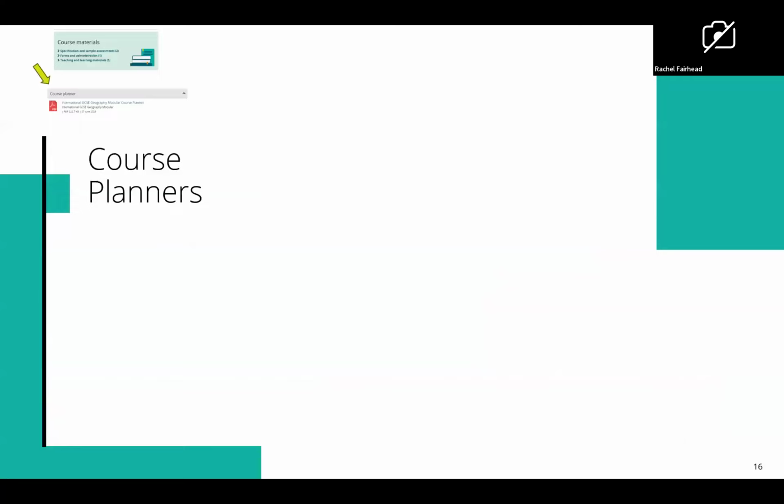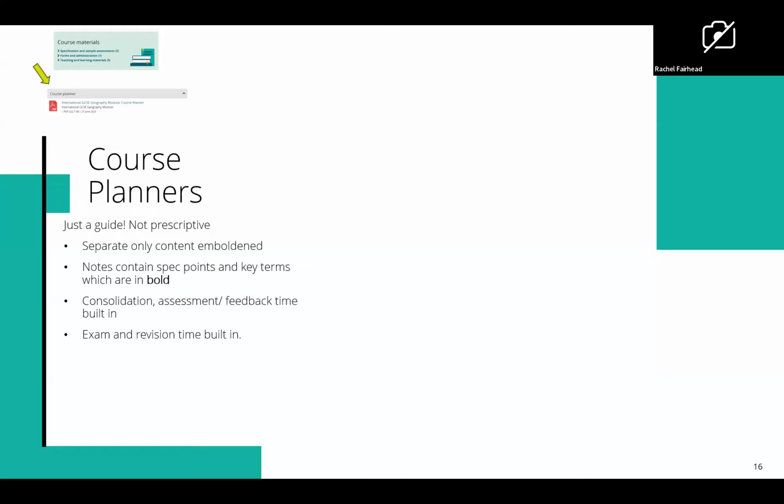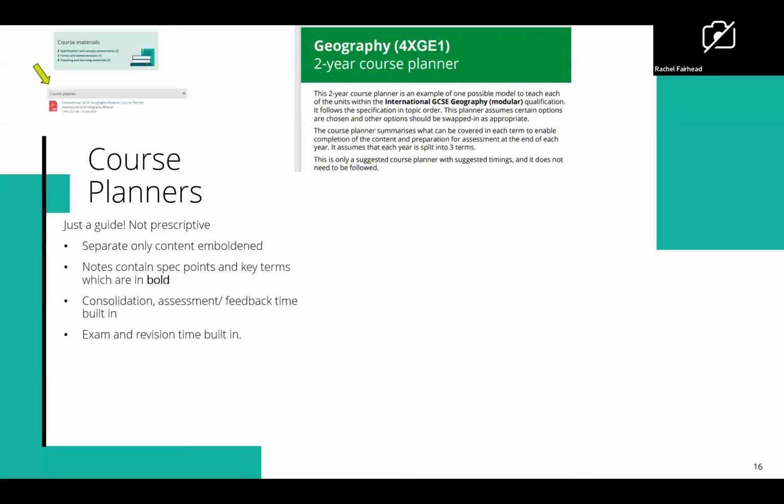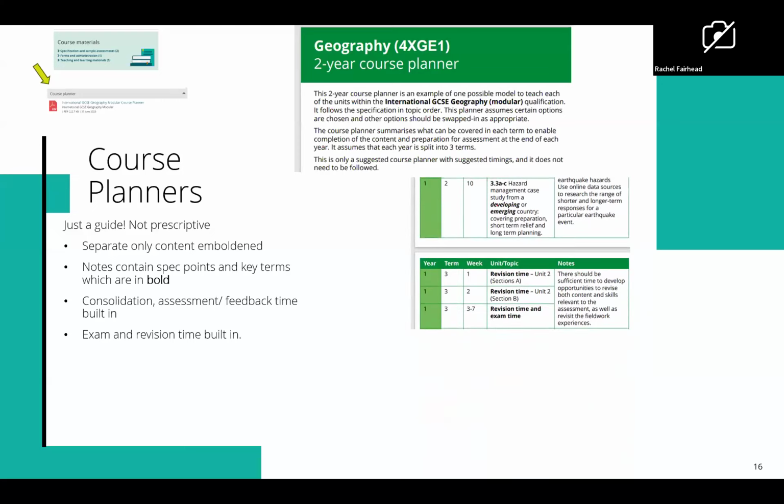You've also then got course planners. Again, the caveat to this is it's a guide. It is not prescriptive. In other words, use them as a resource, but if you want to, deviate from them, they are just a guide. The notes concern specific points and key terms, which are in bold. The course planners provide consolidation, assessment and feedback time built in, and exam and revision time is built in as well. So you have a geography modular 2-year course planner, and it summarizes what can be taken in each term, what assessments you could do, and suggested timings, but it does not need to be followed. That's an example of what you would get in your course planner.